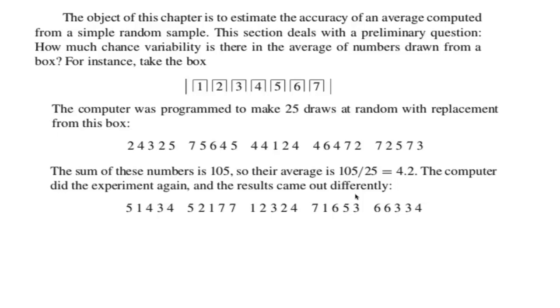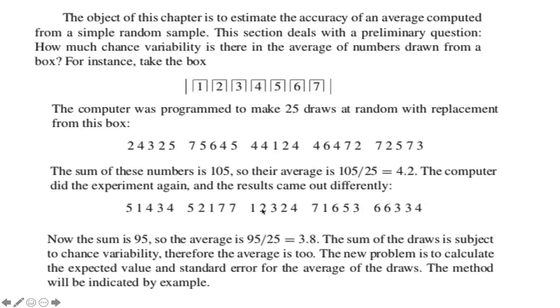We do this again the second time, get a different list of 25 tickets, find the sum, which is 95 this time, and the average, in this case, is 3.8. So the point here is that as we keep doing this, we notice the sum will vary, and so will the average. In the previous section we talked about how to find the error associated with this sum. So in this section we're going to talk about how to find the error associated with the average.